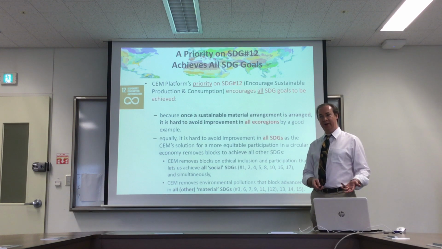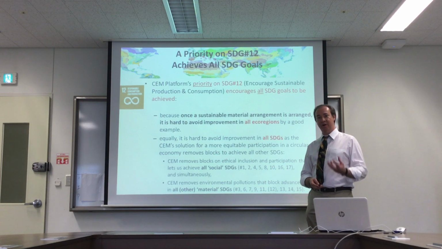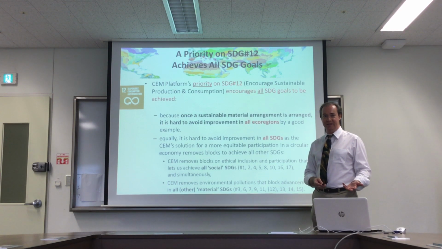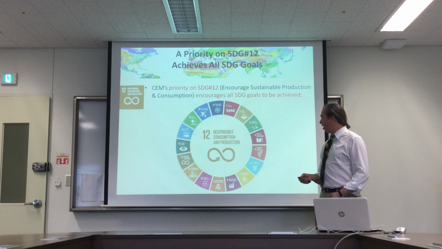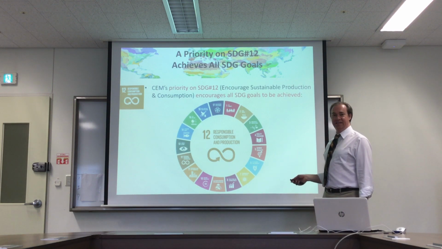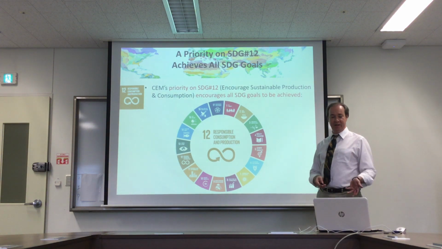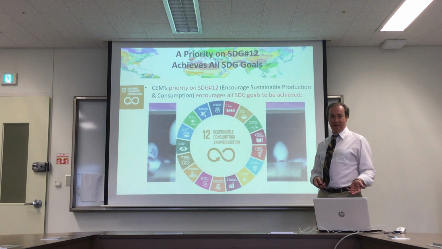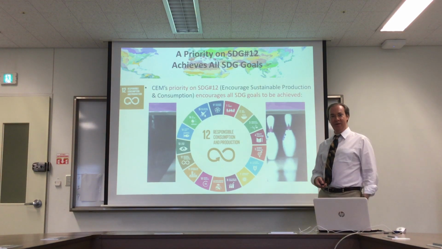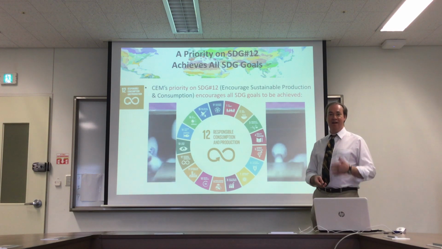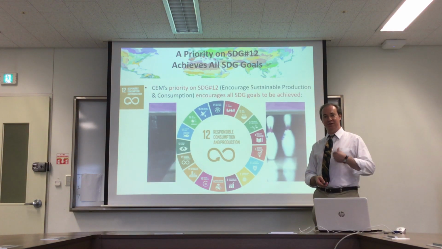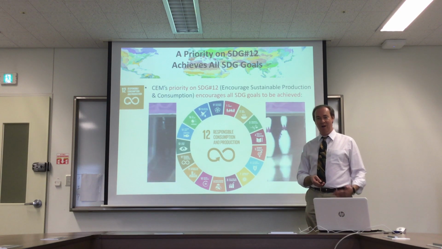So that's how the CEM platform helps achieve SDG 12 first, but then in the process allows facilitation of all other SDG goals simultaneously. And this priority encourages all other SDG goals to be achieved. And that's why I think number 12 is really in the center of all the other SDG goals. You might think of it in this analogy as a bowling alley or a bowling pin, and that we're aiming for the front pin, and the front pin is SDG 12, and when we knock down that front pin, we begin to knock down all the other SDG goals and achieve a strike and support all SDGs.